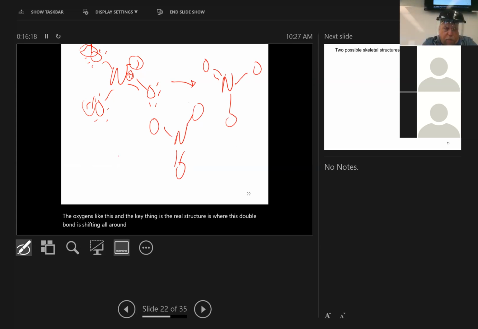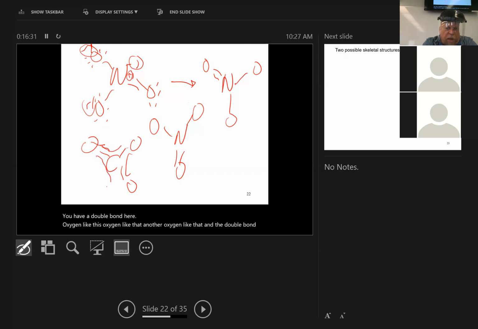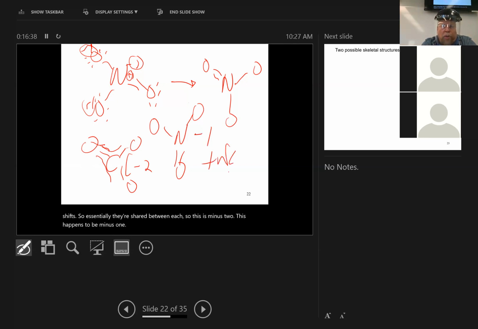And so with the carbonate, it's the same thing. You have a double bond here, oxygen like this, oxygen like that, another oxygen like that, and the double bond shifts. So essentially, they're shared between each. So this is -2. This happens to be -1. They are all called trigonal planar.